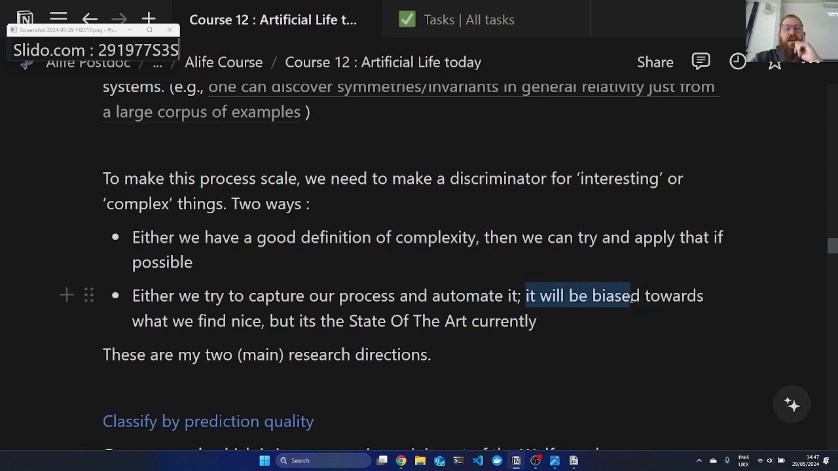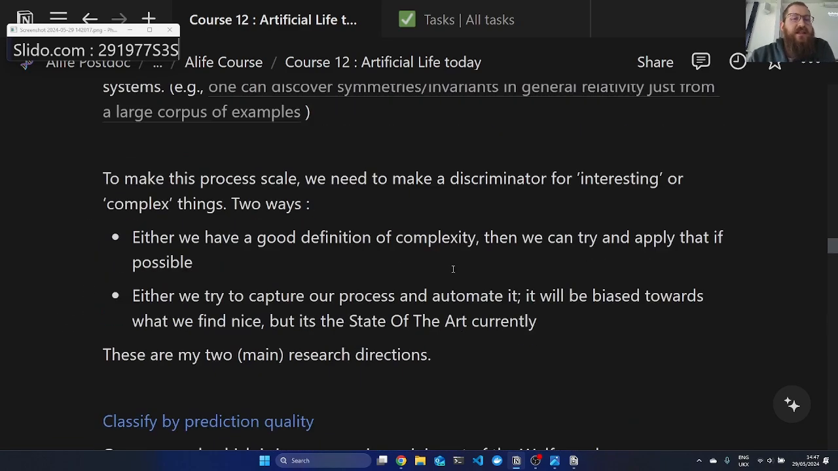So this is not ideal because it will be biased towards us, right? So there will be some linear bias. It will find interesting what we find interesting. But so far, it seems that this way of finding interesting things is the state of the art.